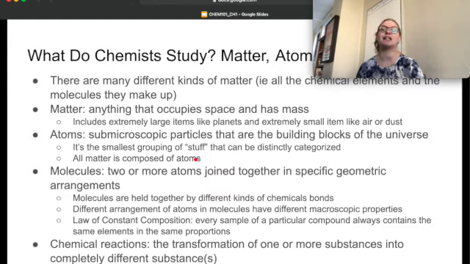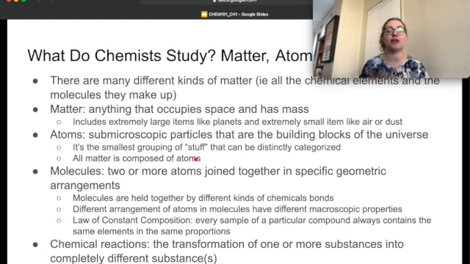So that is how chemists study. It's how all scientists study. But what do we study? So chemists are out here studying matter, atoms, and molecules. So there may be many different kinds of matter. For example, all of the elements on the periodic table and the molecules they make up. So we need to kind of get some handles on what we're talking about when we're discussing these things.